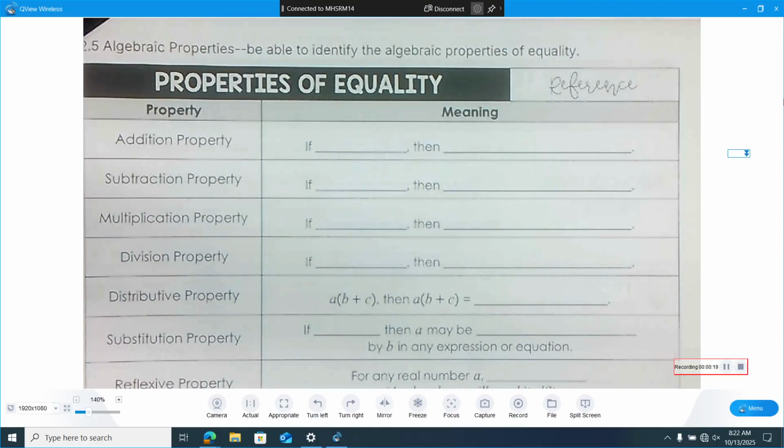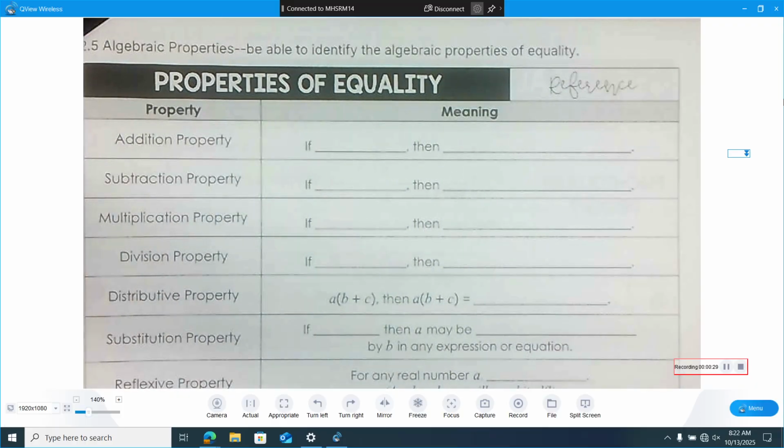Let's talk about some properties of equality. So we're starting to get into some proofs. We have lots of properties, and these properties are kind of interesting. You have to really look at them carefully to understand what they're talking about, especially the way that they're written. These are the properties of equality that we're going to be looking at today.